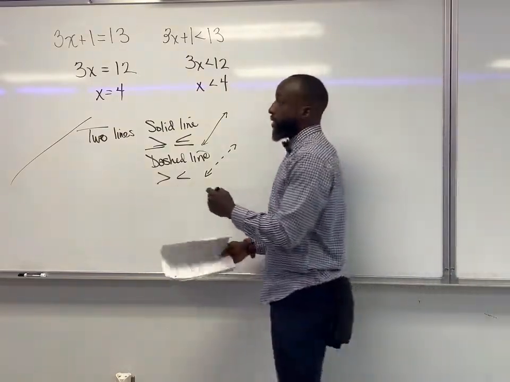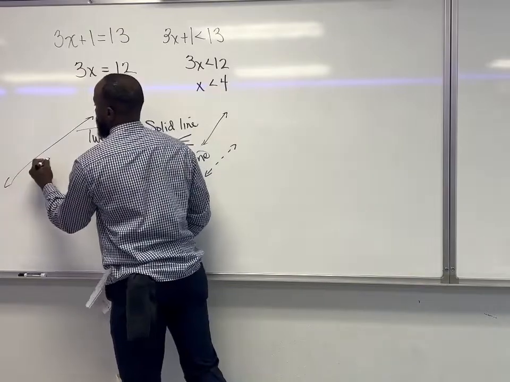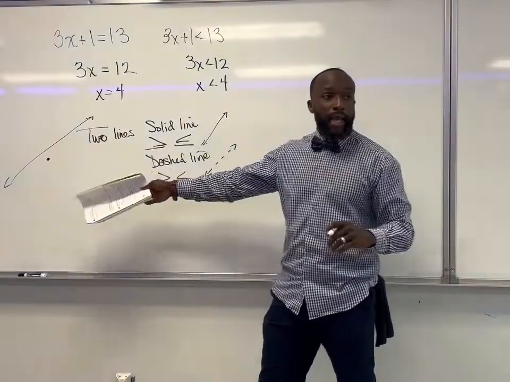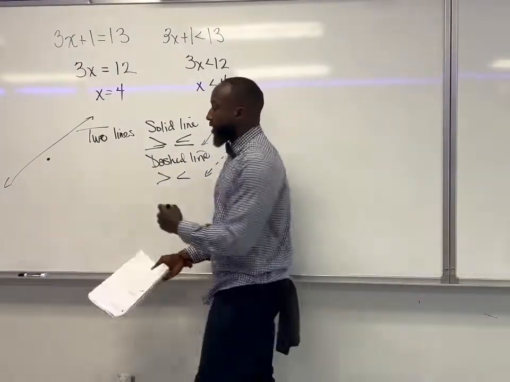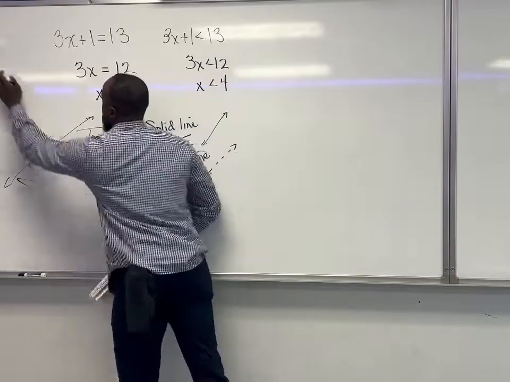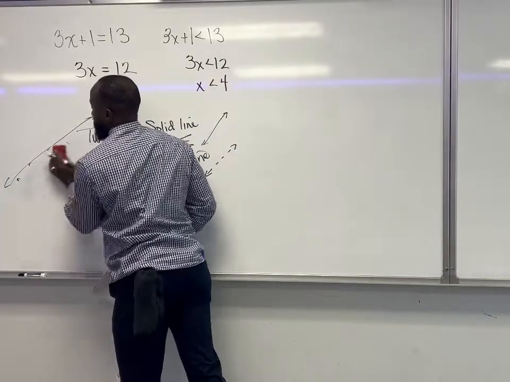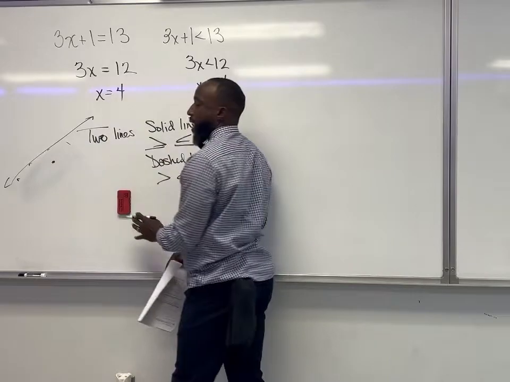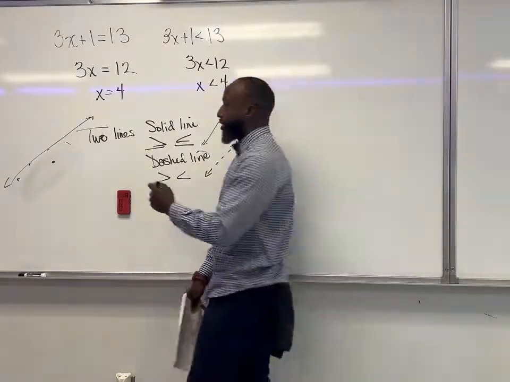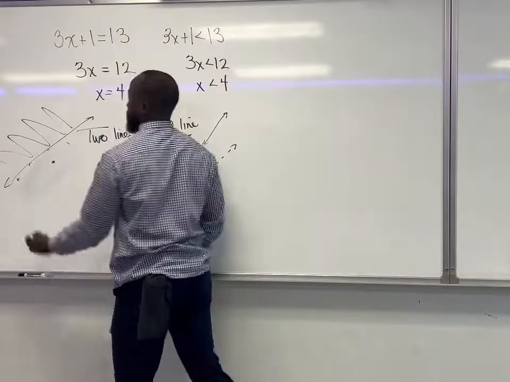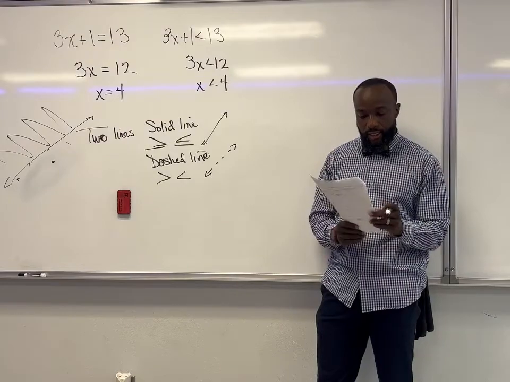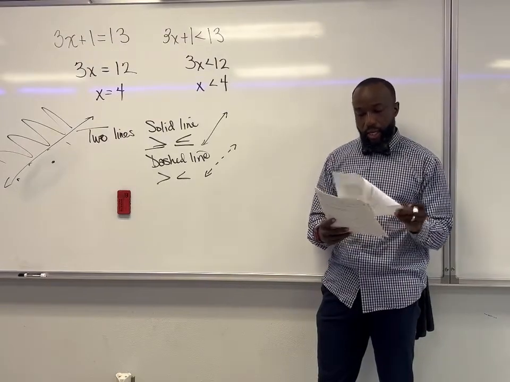So what I'm saying is, if we tested this point here, and it was true, we would shade in this region. But vice versa, if we tested this point and you substituted in x and y, and it was not true, you would shade in the opposite region. And that's what I'm saying right here when you're testing to see if a point is true or not.